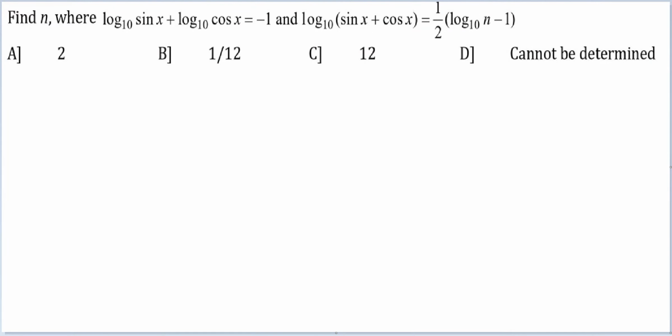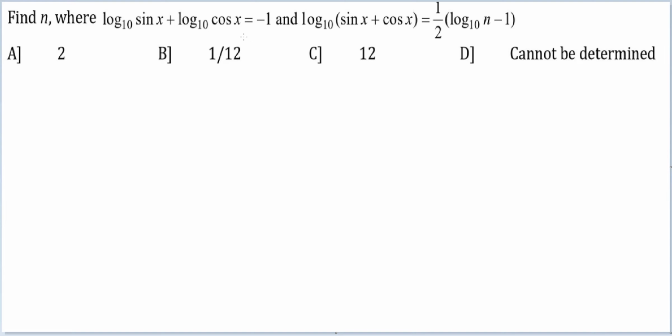Look at this question. Find n where log sin x in base 10 plus log cos x in base 10 is equal to -1, and log (sin x plus cos x) in base 10 is equal to half of (log n minus 1).